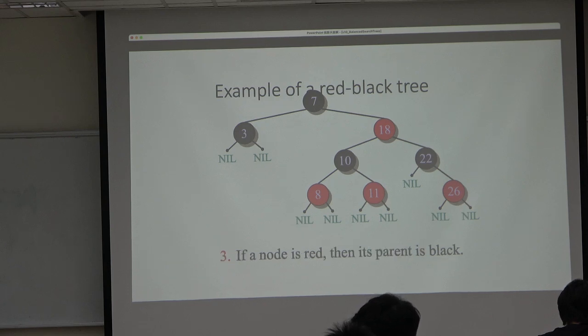If a node is red, then its parent is black. For example, this red node, its parent is black. This red node, the parent is black, and so on. But you can see that the reverse is not necessarily true. The black node, its parent could be black. This black node, its parent is black. The leaf node, its parent is black too, right? So the red node, the parent has to be black. That's the only requirement.